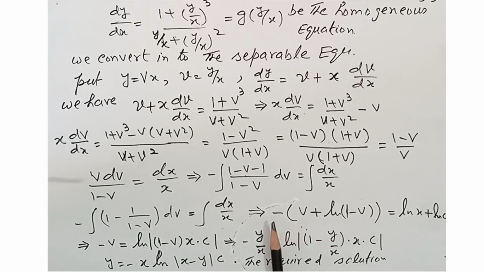So we can write this as minus v equal to log of 1 minus v plus log of x, this becomes log of 1 minus v x into c by the property of the log. Now we put the value of v as y by x, and here v is also y by x. So after simplification, we have y equal to minus x log of x minus y into c, the required solution of the given homogeneous equation.